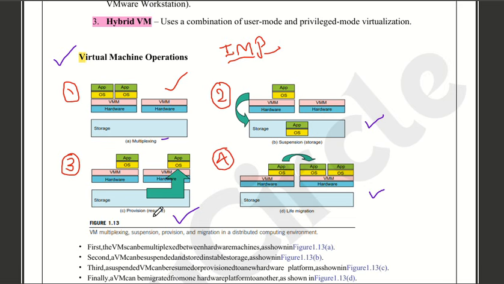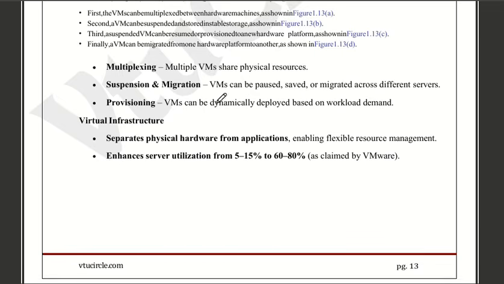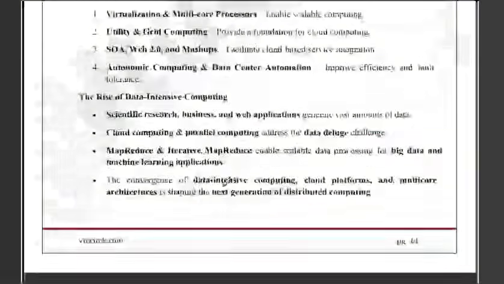In the third category, provisioning, which is nothing but resuming, the storage space that was allocated goes to another virtual machine monitor. Then live migration shifts it from the initial space to an updated version. These are the virtual machine operations. Some brief description is there, so you just go through this.